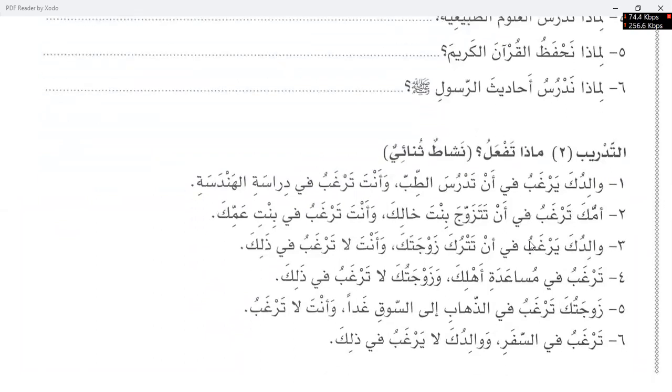Maza tafalina. Okay. Miss Amina, I will ask you and you will answer me. Maza tafalina iza waliduki yargabu fi an tadrusi at-tibba wa anti targabina fi dirasat al-handasa. Did you understand the question? What will you do if your parents want you to study Faculty of Medicine and you want to study Faculty of Engineering? I will study medicine. Sadrusut tibba. Okay.